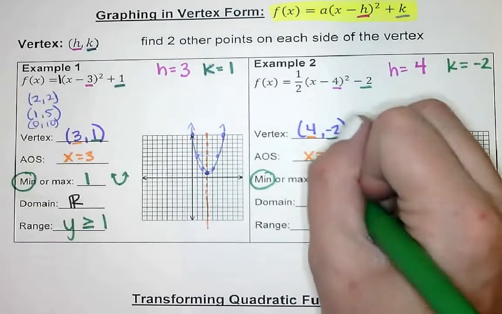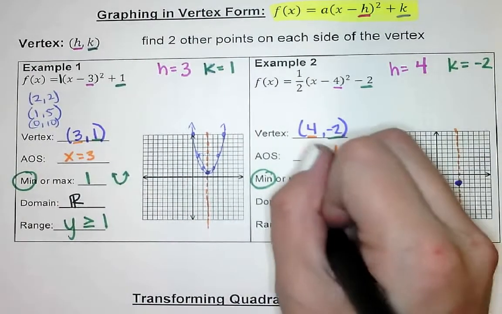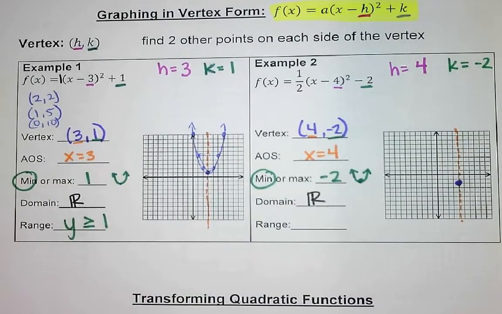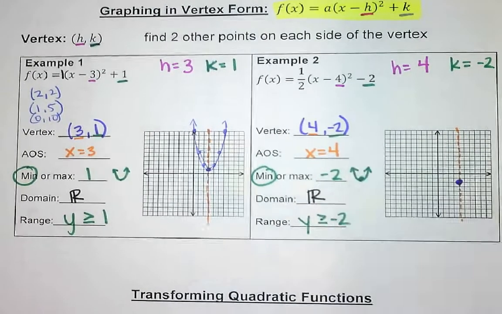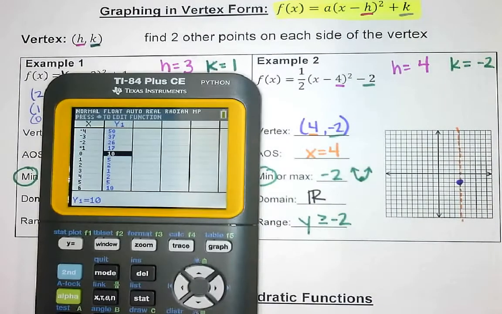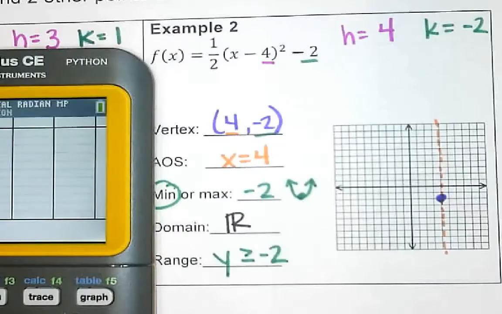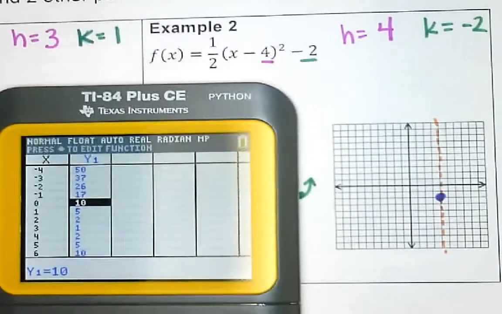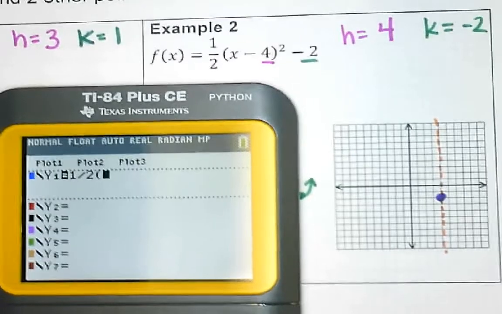My domain, again, is all real numbers. And my range is going to be y is greater than negative 2 because everything's going to be above it. So now we just need to use our calculator to find our other points, right? So I'm going to zoom in a smidge. There we go. So let's see here. I'm going to type in y equals 1/2 (x minus 4) squared minus 2. I'm going to hit graph so I see what it looks like.